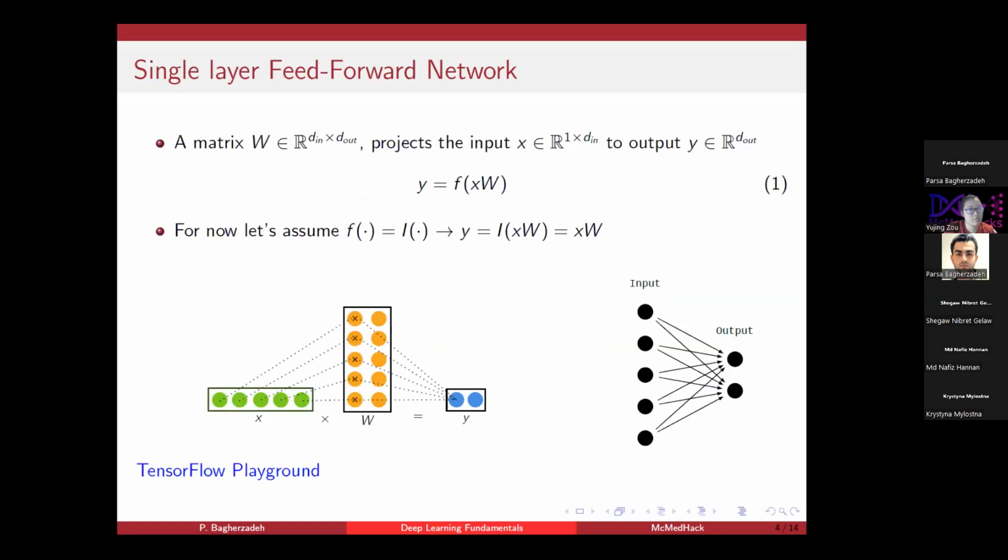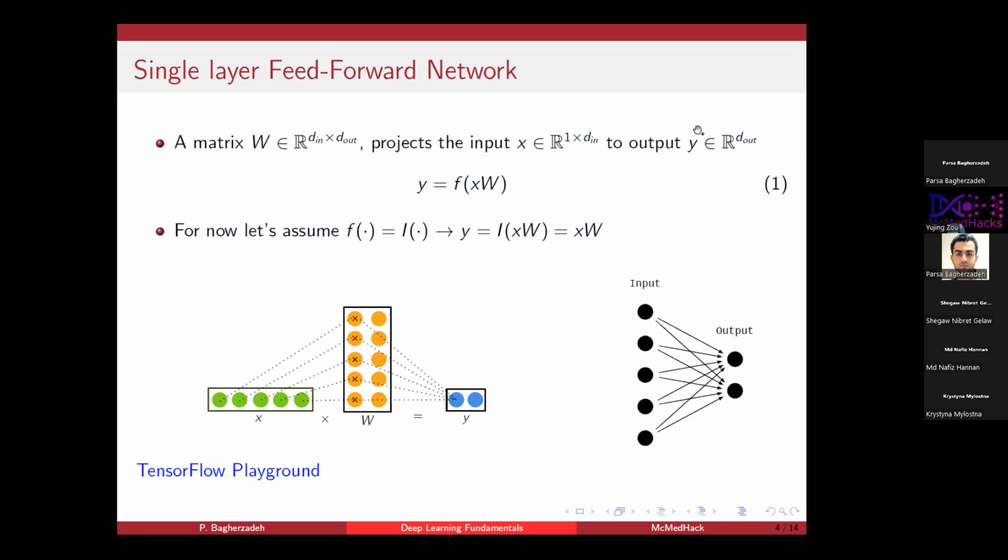the products of transformers today, one of them being ChatGPT. So first, let's talk about the simplest neural net, the single layer feed-forward network. A single layer feed-forward network is basically a simple multiplication. So we have a matrix W. This matrix W has the shape D_in times D_out. It means it has D_in rows and D_out columns. This projects its input to an output.